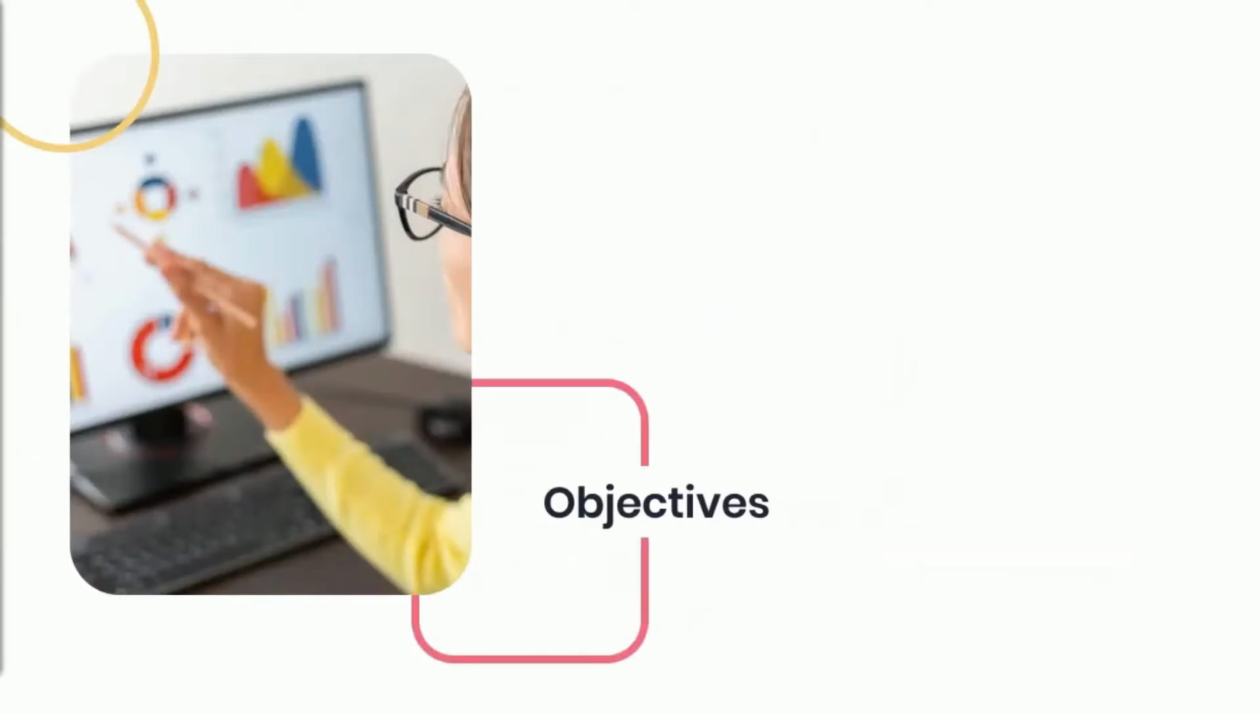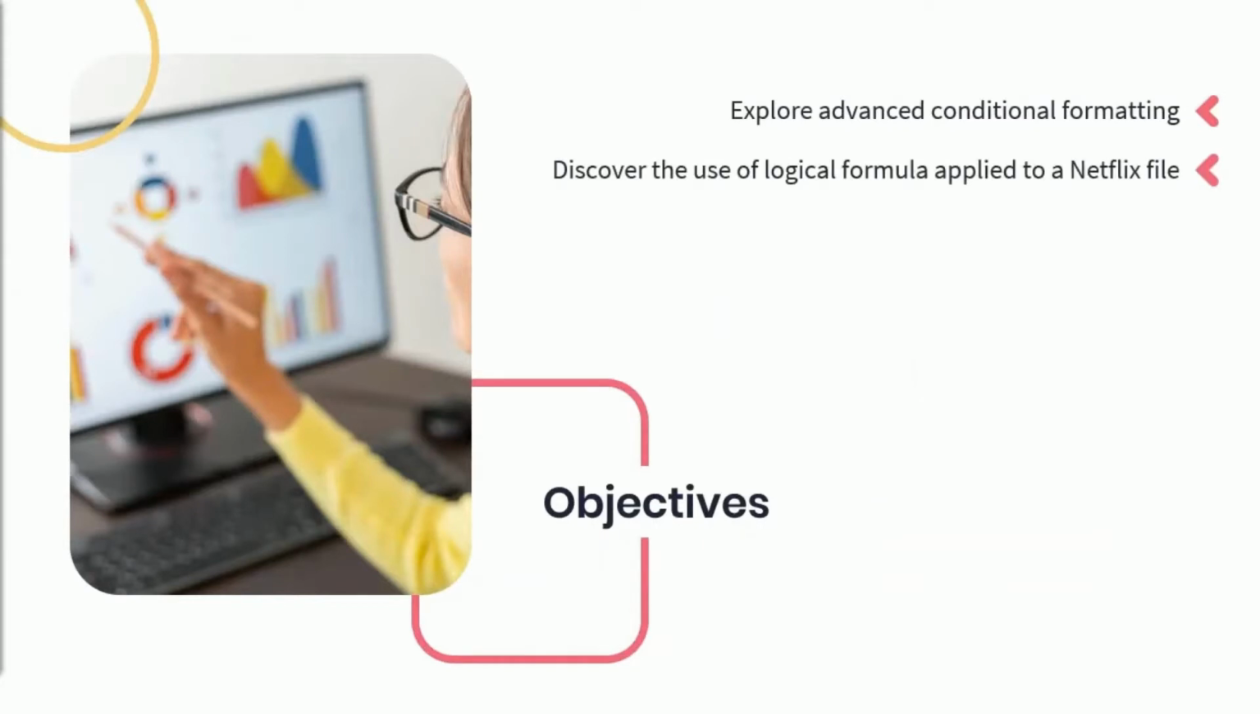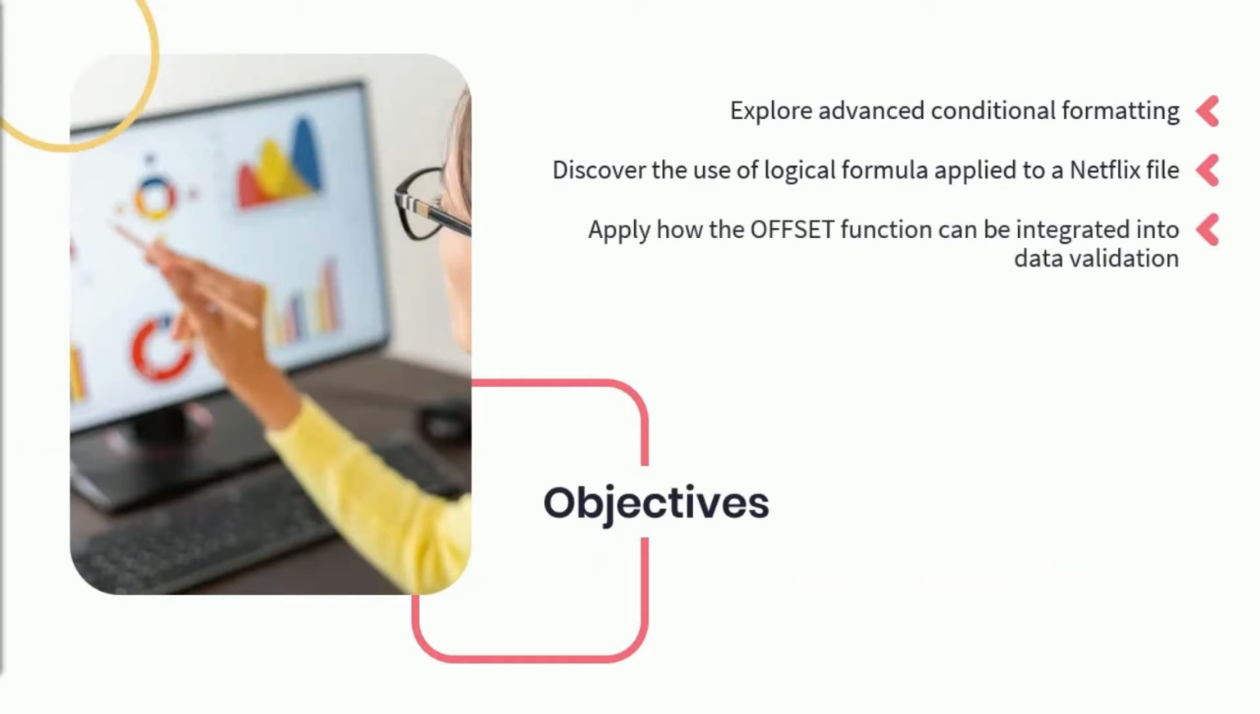So first we'll start off by exploring advanced conditional formatting. Then we'll move on to discover the logical data which is applied to a Netflix file. And last, but not least, we'll use that offset function and it can be integrated into data validation. So now there's lots to learn.